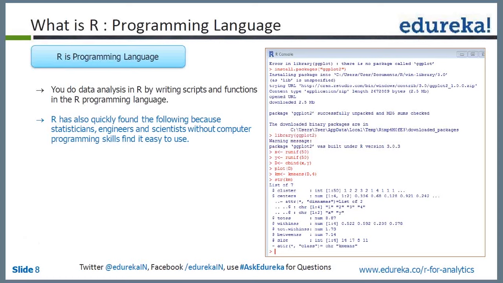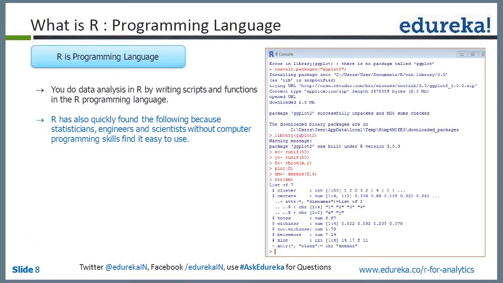If you go back to the history, right, it was born as S, you know S as in Singapore, right? Then it became S-PLUS, now it is called R. So it has been in existence for nearly 15 years. So it is open source.